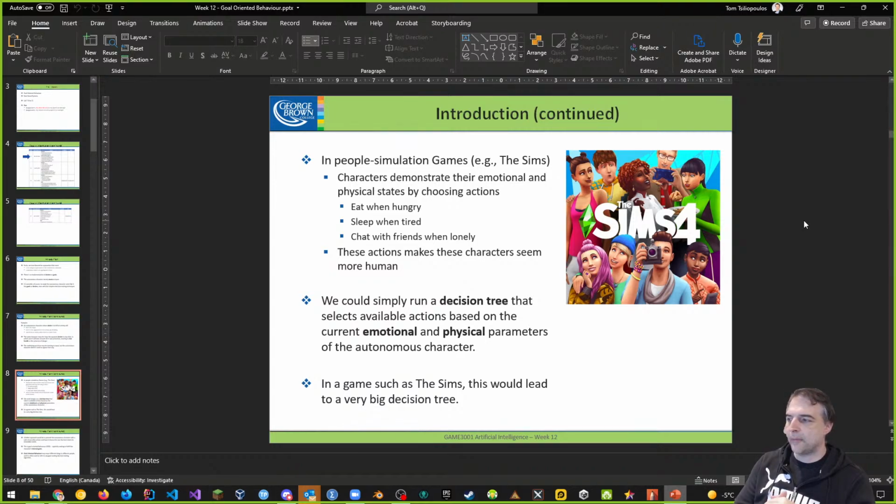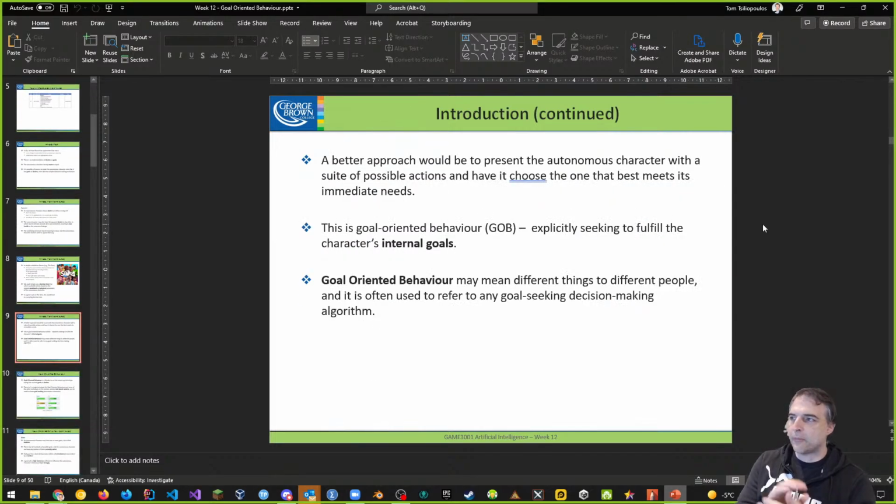So that's pretty okay. But the problem with that is The Sims can be quite complex, and the resulting decision tree might be very, very huge, right? So that may not be the right structure for doing this kind of thing. Maybe a better approach might be to present the autonomous character with a suite of possible actions and have it choose the one that best meets its immediate needs. So I have a bunch of actions, a different way of thinking, and I'm going to choose one that meets my goals. And this is what goal-oriented behavior is.